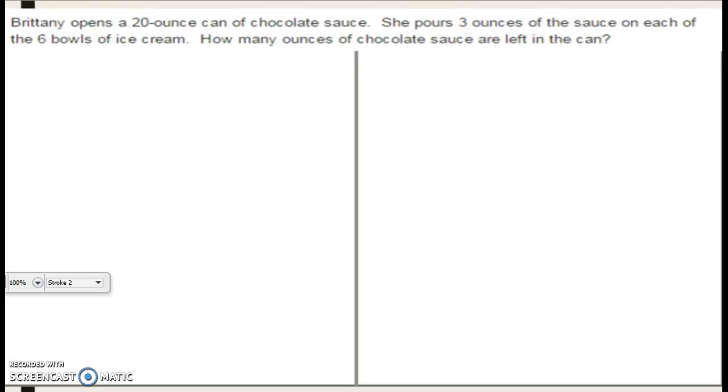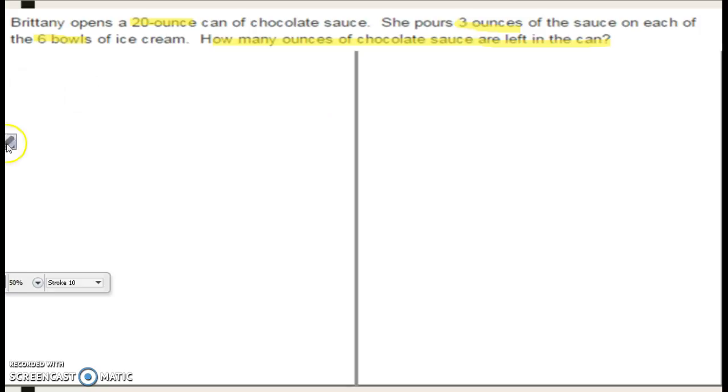The next one. Brittany opens a 20-ounce can of chocolate sauce. She pours 3 ounces of the sauce on each of the 6 bowls of ice cream. How many ounces of chocolate sauce are left in the can? Well, she starts off with 20 ounces. That's what she starts off with. She's going to pour 3 ounces on 6 bowls of ice cream. Then we're being asked how many are left. So ultimately, we're looking for a difference, which is subtraction. But first, we need to find out how many ounces she already used.